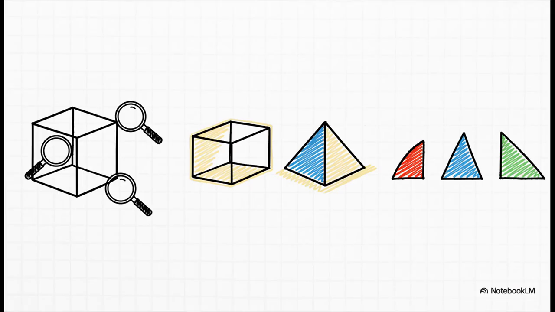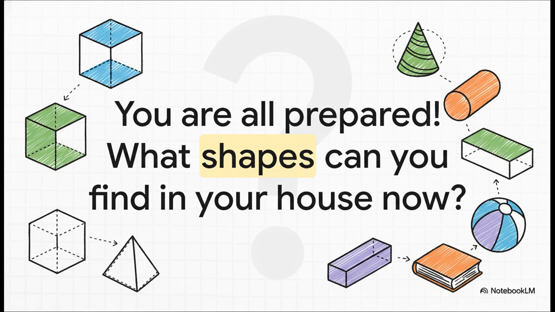Okay, so when you walk into that exam hall, I just want you to remember these 3 golden rules. Number 1, count those faces, edges, and vertices very carefully. Number 2, remember, prisms have 2 bases, pyramids have only 1. And number 3, acute is the small, cute angle, obtuse is the big one, and right is that perfect L shape. You got this. You are all set.